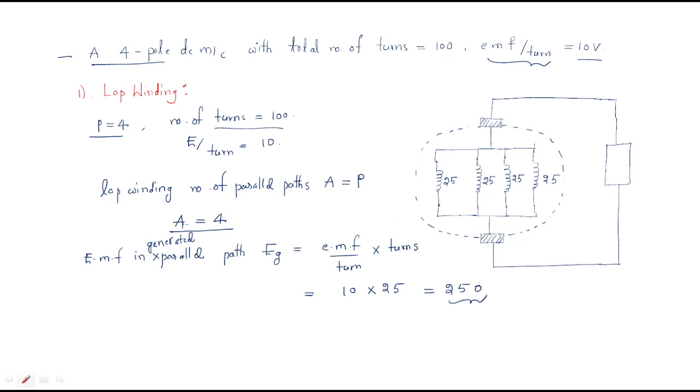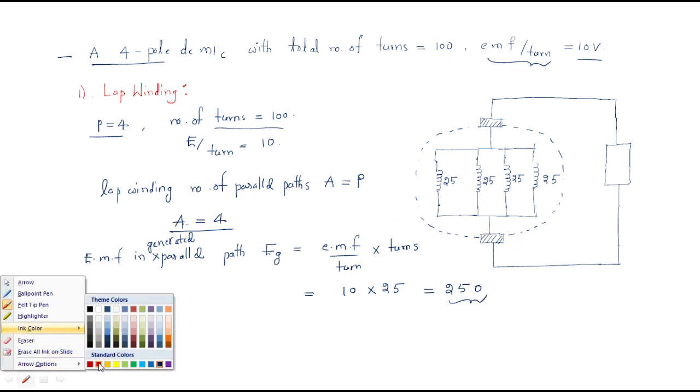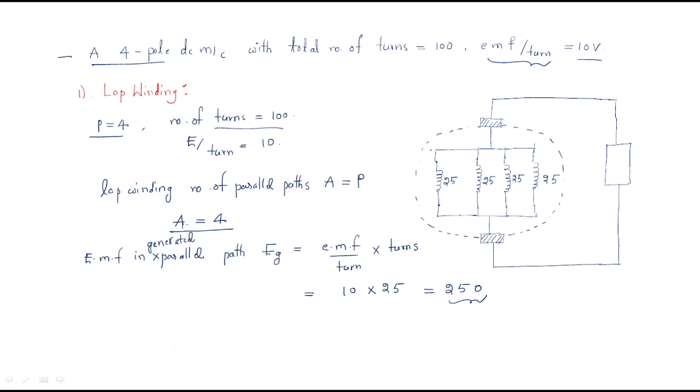So in each parallel path, the EMF generated is 250 volts, and the same 250 volts is generated here, and here also, and here also. All the parallel paths have the same 250 volts, with 25 turns.